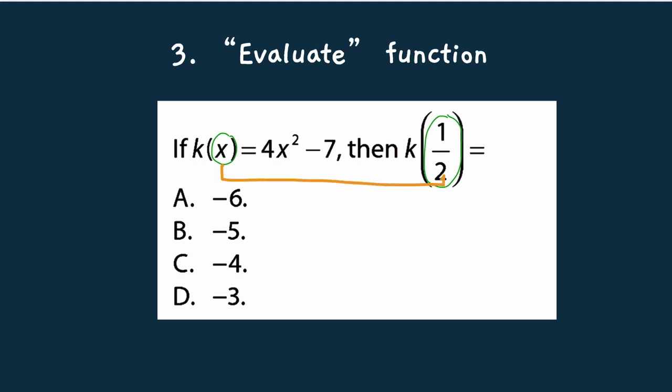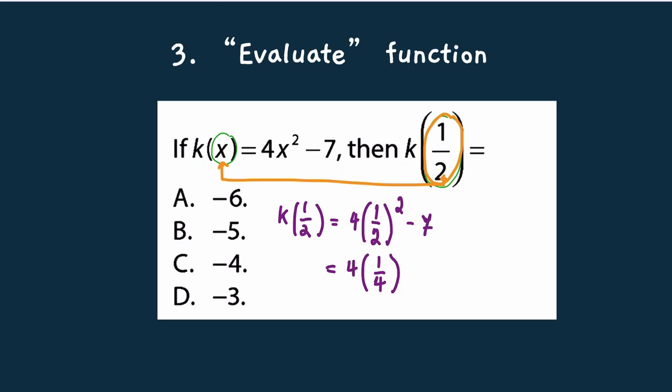It's the same positions. So it means this 1 over 2 is the value of x. So we will substitute the value of x in this function. So k(1/2) equals 4 times (1/2) squared minus 7. Simplifying, 4 times 1 over 4, right? Because 1 over 2 squared is 1 over 4, minus 7. So I got 1 minus 7 equal to minus 6.